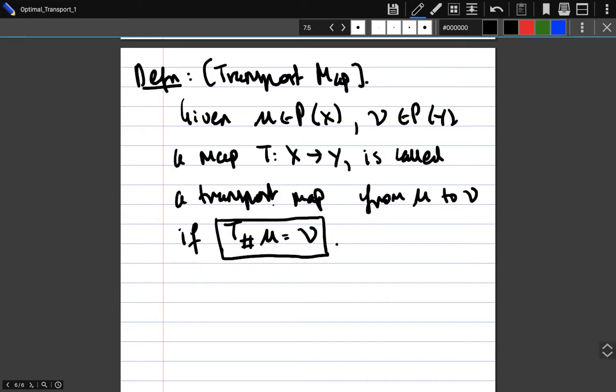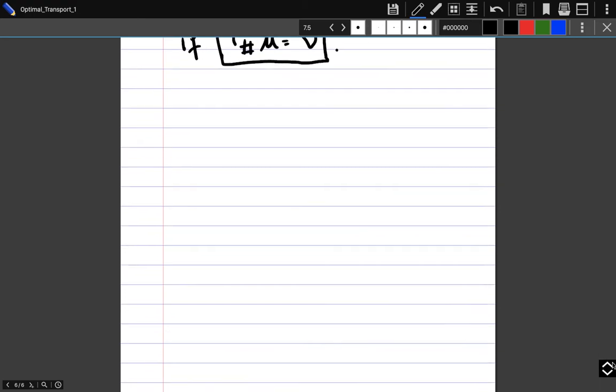And so one of the questions that you should ask yourself is: does this sort of transport map exist? Is it possible that I can give you a combination of two measures for which there is no transport map? And this is helpful later on to understand different formulations for optimal transport problems. So perhaps this could be a remark.